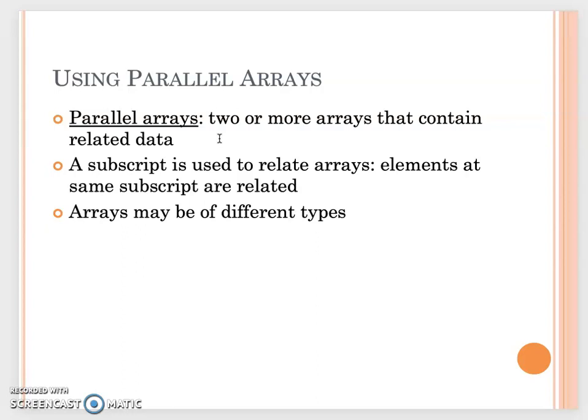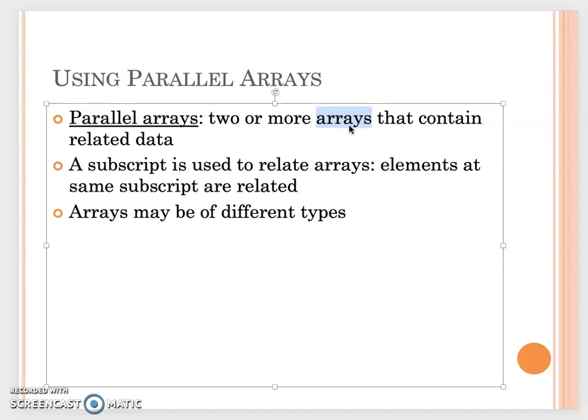You all have your own ID, your name, your quiz 1, midterm exam, final exam. Remember we said one array can only contain one type of data. So when I want to store ID, name, and other grades, I need to have multiple arrays. Those arrays have different data types, but they contain related data. What does that mean? Because the subscript or the index is used to relate the arrays.